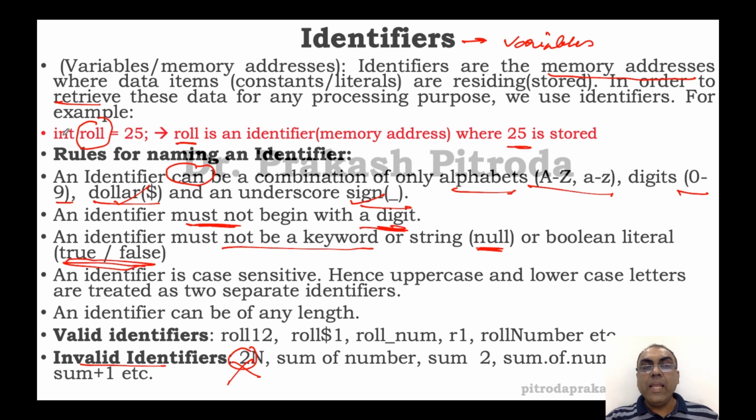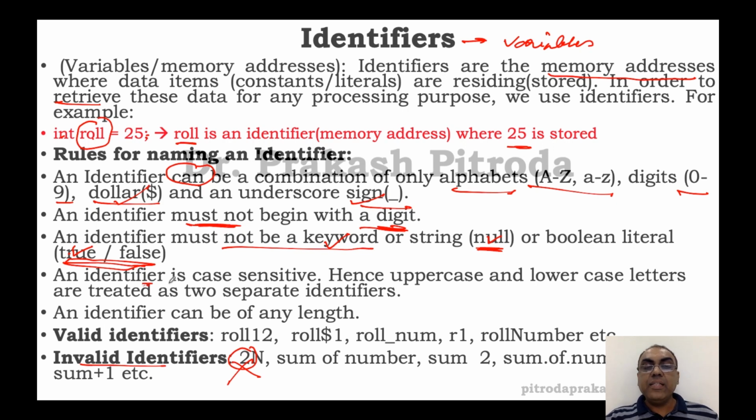So I cannot write int true is equal to 25. True is a reserved word. I cannot write int null is equal to 25 also because it's reserved. And I cannot write any keyword for that matter. I cannot say int class is equal to 25 or int if is equal to 25, not allowed. They are already reserved.